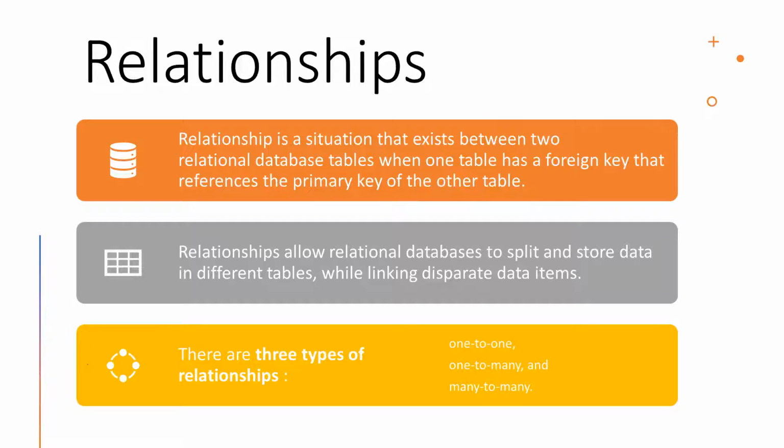So talking about the relational database, whenever we talk about relational database, it is always based on relationships between multiple tables.